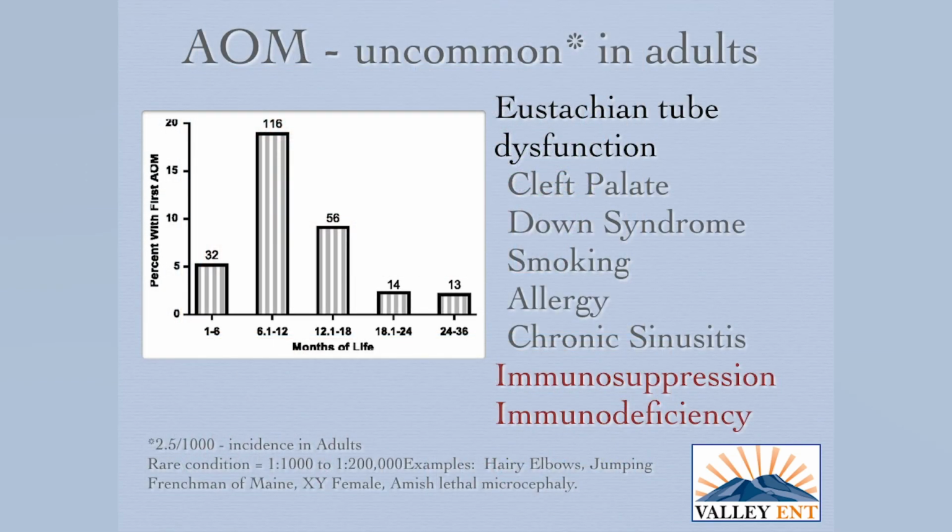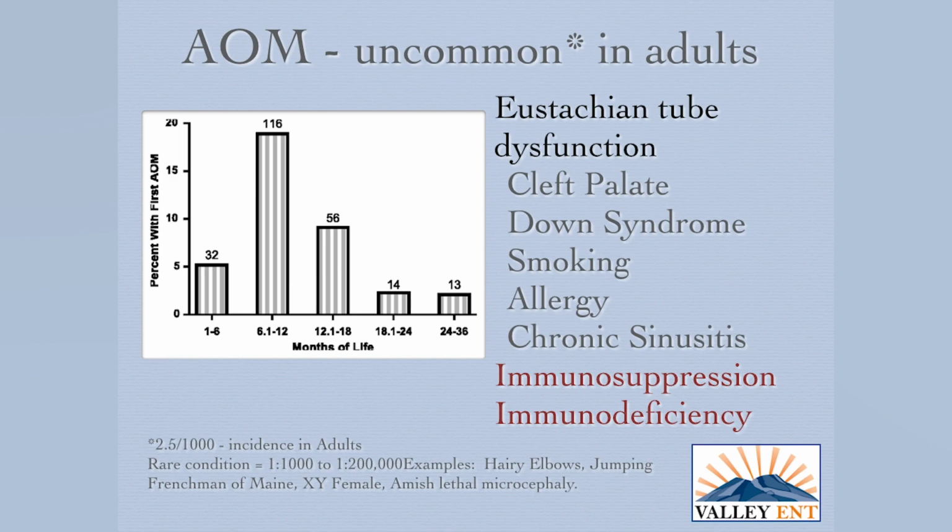Even in children, it's going to be your younger children. And I just had to put this in because 2.5 in 1,000 is basically the rate of acute otitis media in adults. So if you're seeing a lot of hairy elbows and jumping Frenchmen of Maine and these other rare conditions, that's about how frequently you should be seeing an adult with acute otitis media, not very often.